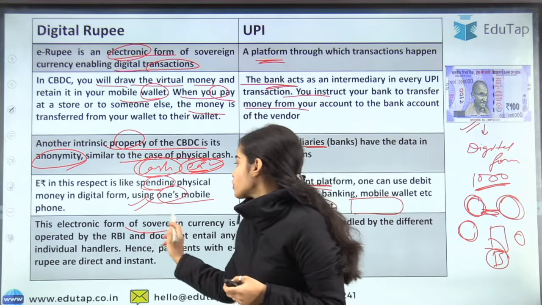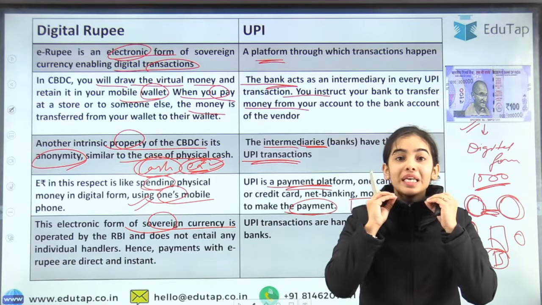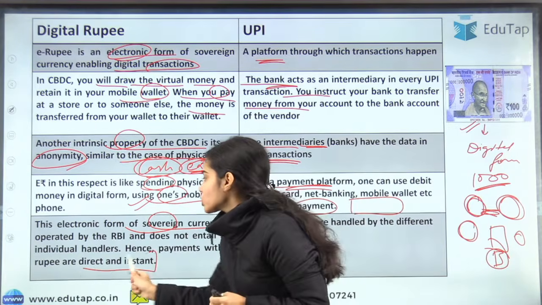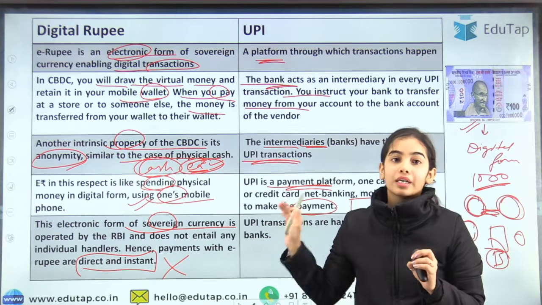The electronic form of sovereign currency is the e-Rupee. It is operated by the RBI. It is going to be instant and direct. There is no intermediary involved. There are no individual handlers involved.